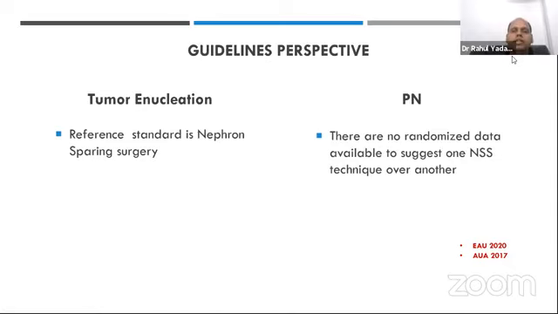So let's take all the scenarios with each and every perspective. First of all, the guideline perspective. The guideline says the reference standard is nephron sparing surgery, and there is no randomized data available to suggest one technique is better than the other. So both fare well in terms of guidelines.